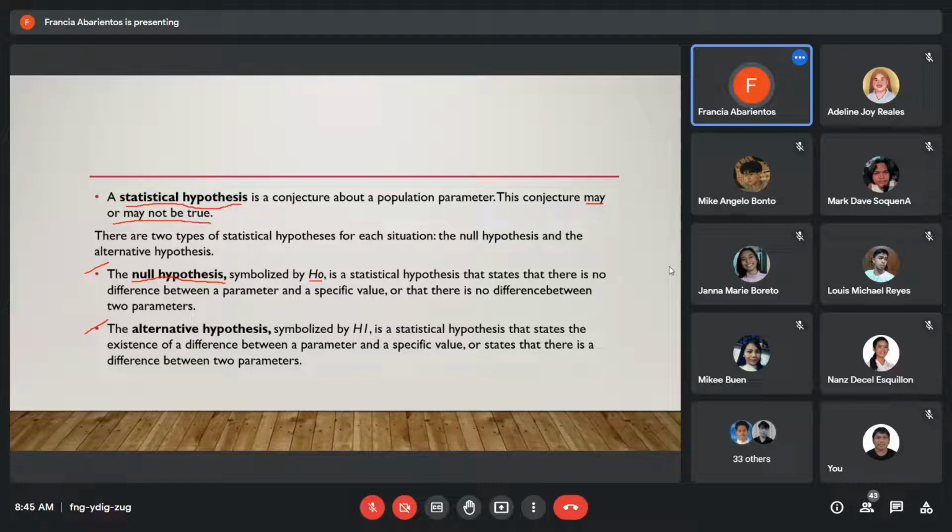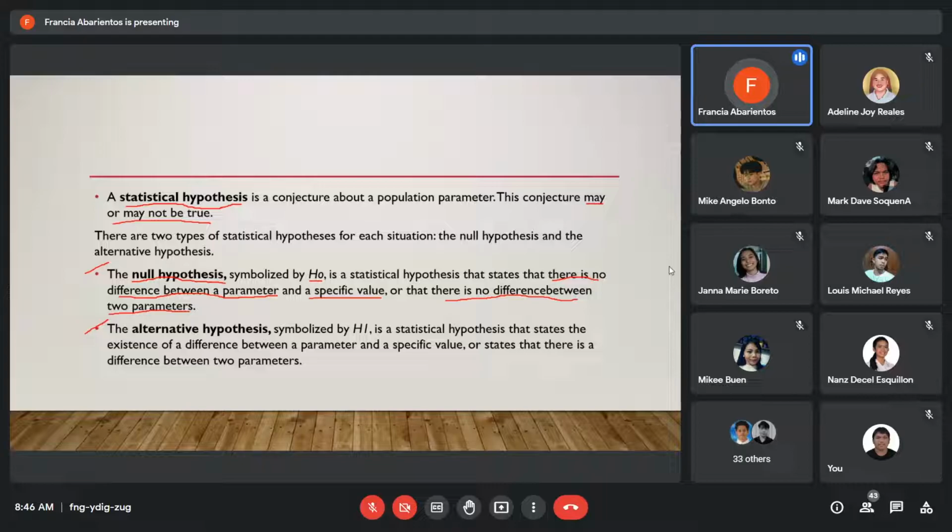So, what is a null hypothesis? That is a statistical hypothesis that states that there is no difference. Take note, there is no difference between a parameter and a specific value, or that there is no difference between the two parameters. Ayan. There is no difference between two parameters.